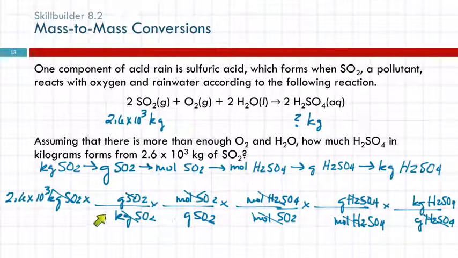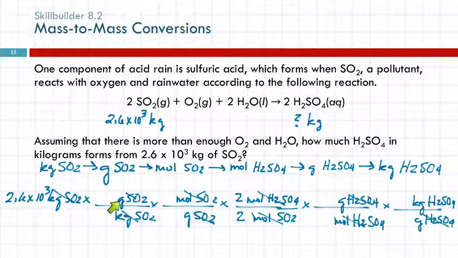So we need relationships for these numbers. Let's start with the middle one because that's the easiest. 2 moles of SO2 will make 2 moles of H2SO4. So 2 and 2. Could you cancel those out? Sure. Write them in there, though, before you cancel them out. You can also just leave them in there. Doesn't matter.